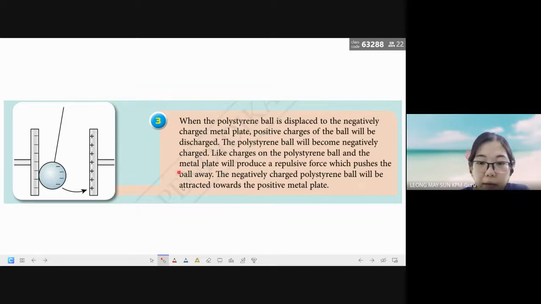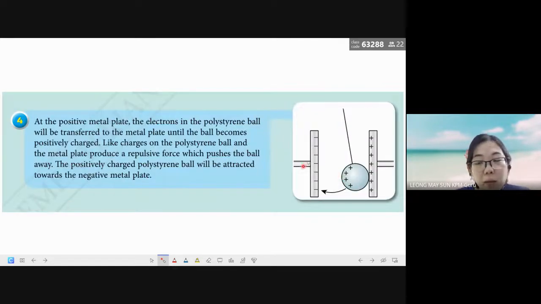So this is what it meant over here. The negatively charged polystyrene ball will be attracted towards the positive metal plate because of the attractive force. Then when it reaches the positive plate, it's negatively charged, so the electrons from the ball will be transferred to the metal plate because it's positively charged. It becomes neutral, but more electrons will still go in, because this plate is strongly positively charged, at extremely high tension, 20,000 volts to 25,000 volts. So it will cause the other electrons inside the ball to move towards the positive plate as well.